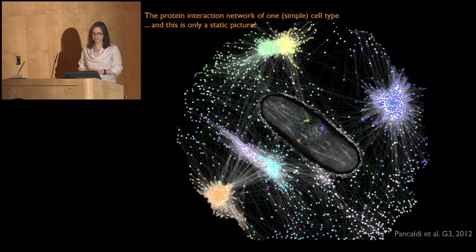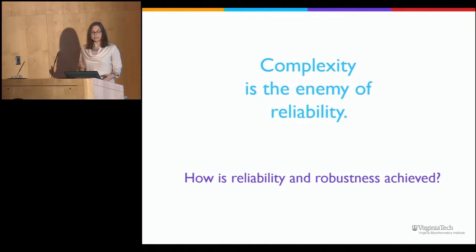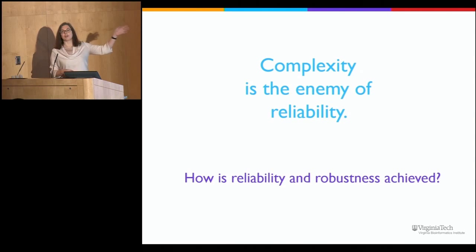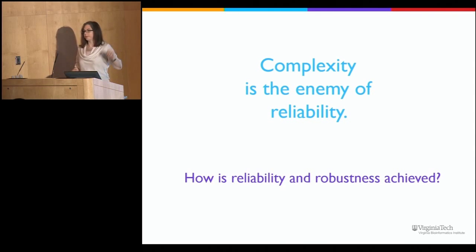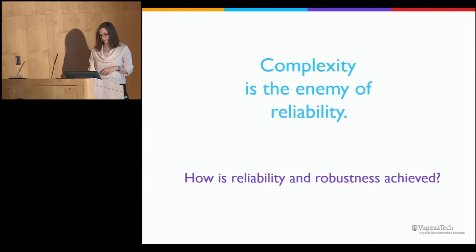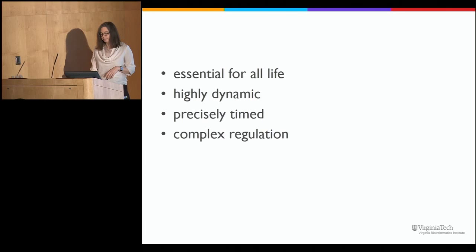It's highly complex. So in general, in engineering, there's this principle that complexity is the enemy of reliability. Yet cells actually have both aspects. On the one hand, they are very complex in their regulation, and on the other hand, they execute this really reliably. And we are interested in this: how is reliability and robustness achieved in cellular function?